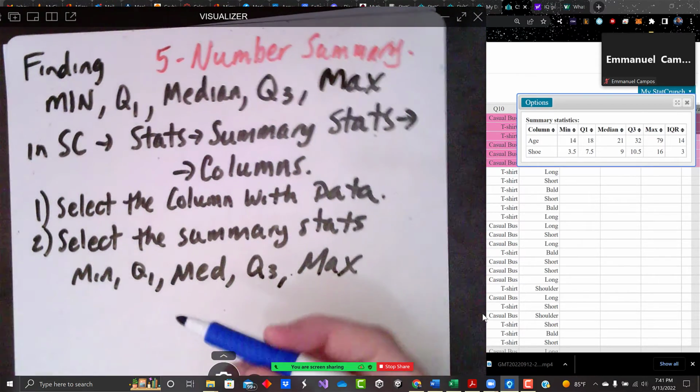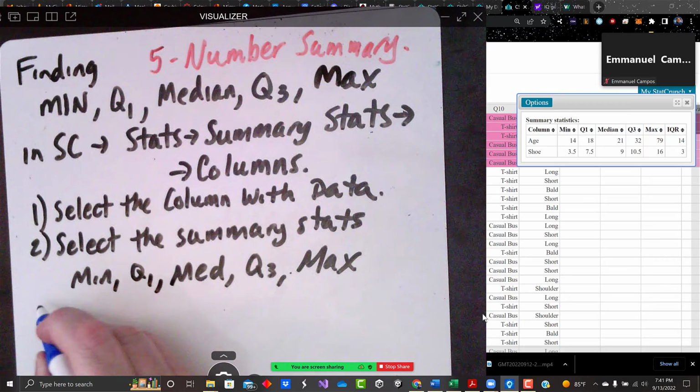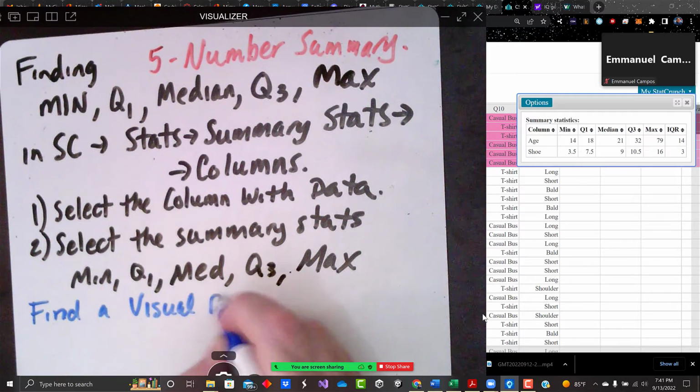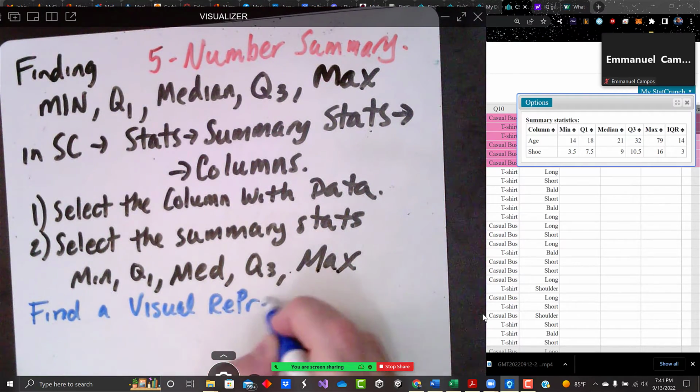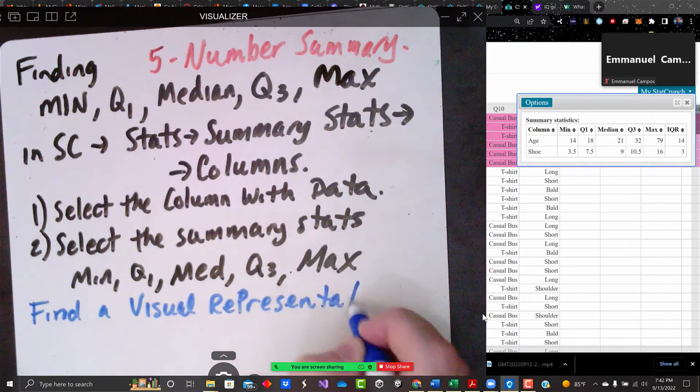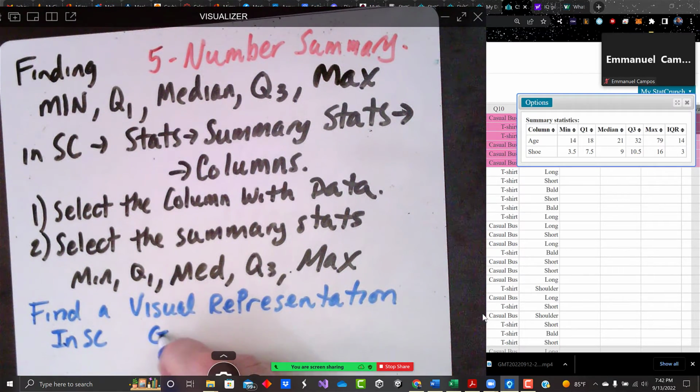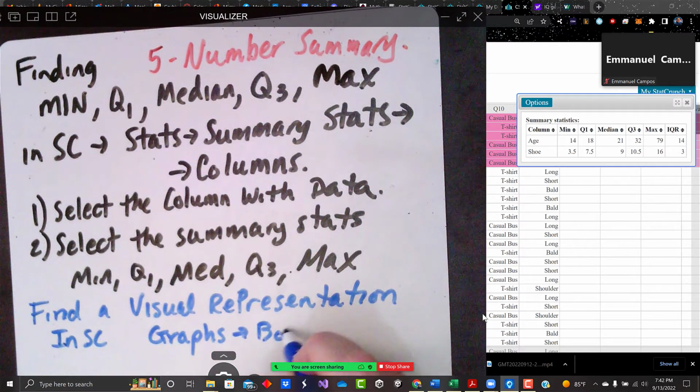To find the graphs, to find a visual representation, we're going to go, of course, in StatCrunch. We're going to go graphs, boxplot.